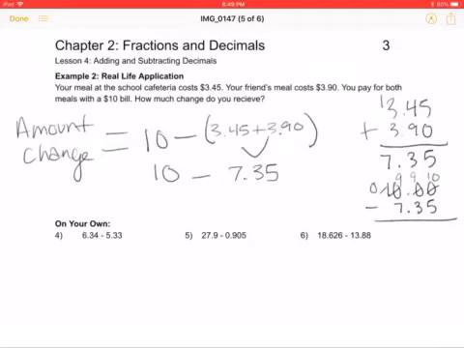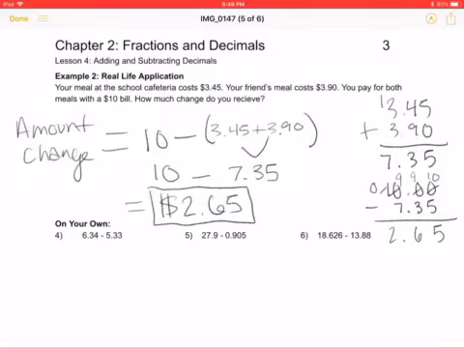So 10 minus 5 is 5. 9 minus 3 is 6. Bring down that decimal point, and 9 minus 7 is 2. So the amount of change that we got was $2.65. That's how much change was left over that we got back from the cashier for paying for both of those meals with a $10 bill.